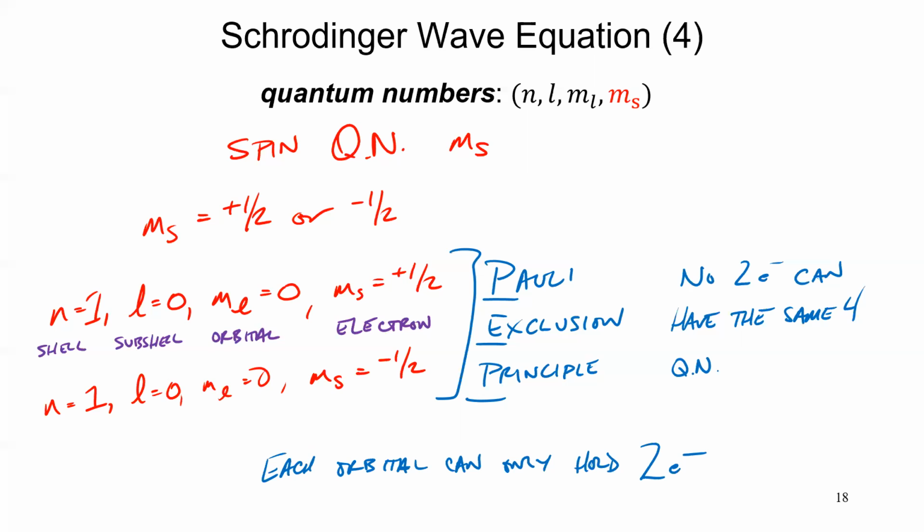Now it gets much messier trying to say how many electrons a subshell can hold because the s subshell only has 1 orbital, but the p subshell has 3 orbitals, and the d subshell has 5 orbitals. So it's messier to try to make a definition like that for subshells. But for orbitals, we can certainly say each orbital can only have 2 electrons maximum.